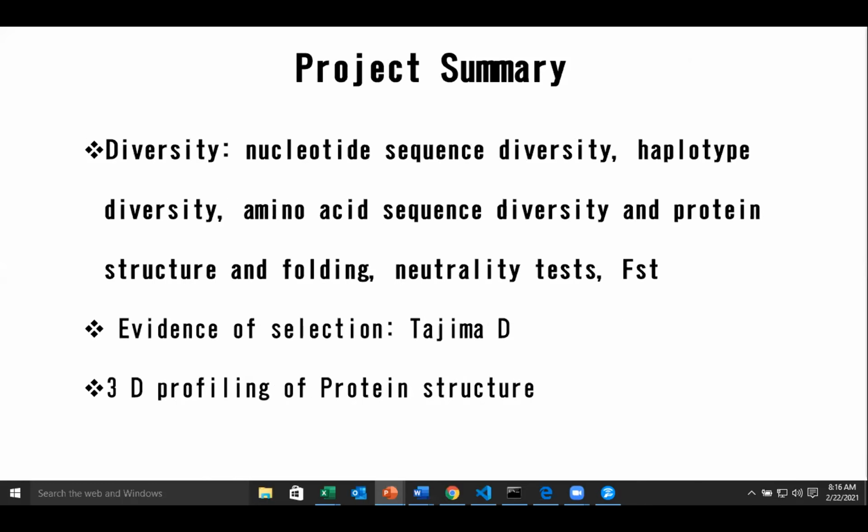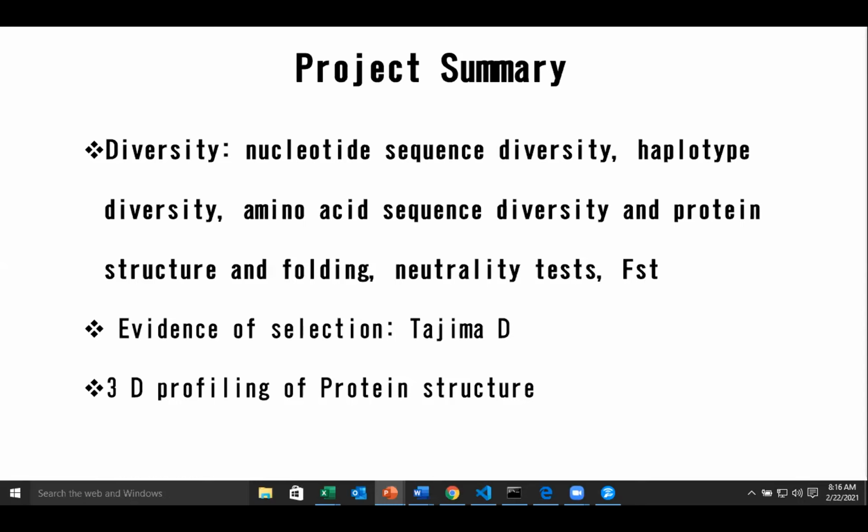So the project summary involves looking at diversity indices such as nucleotide sequence diversity, haplotype diversity, the amino acid sequence diversity, and also looking at the protein structure and its folding, looking at FST and genetic structure, for instance, looking at PCAs to see whether these genotypes cluster differently for the different populations such as West Africa, and then also some other parts like Southeast Asia, and also to determine the evidence of selection using Tajima's D, and also from this course I've learned how to do the 3D profiling of protein structure.